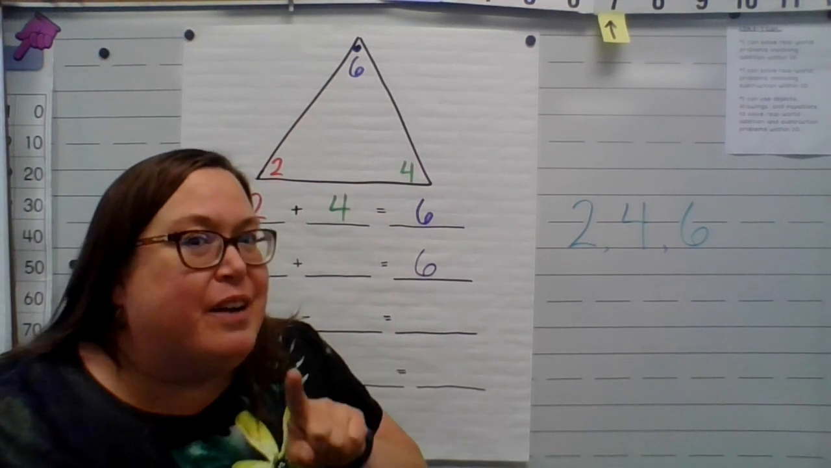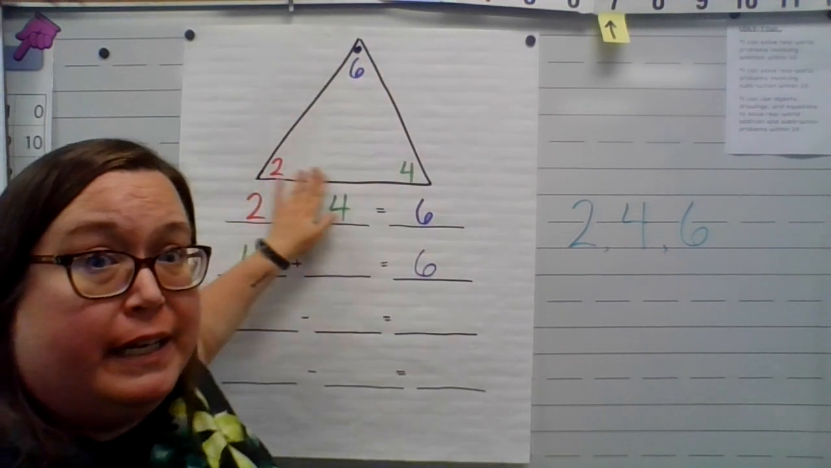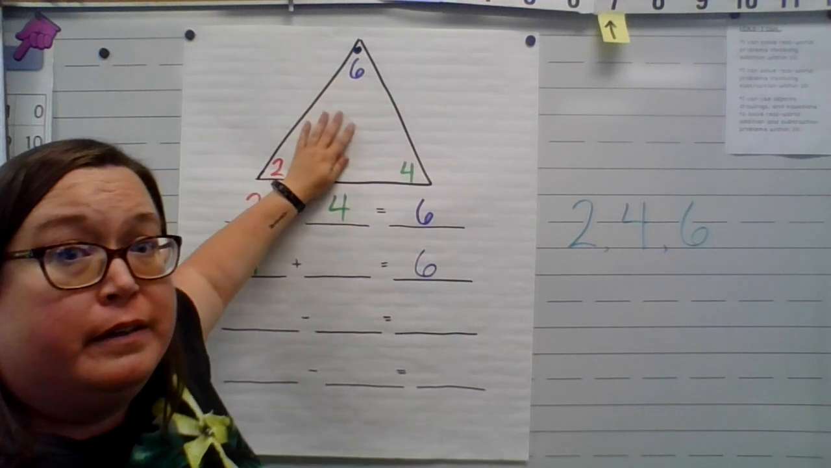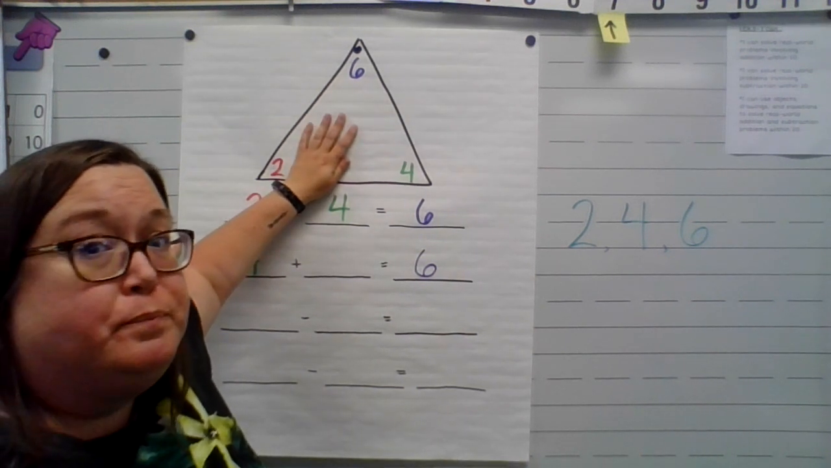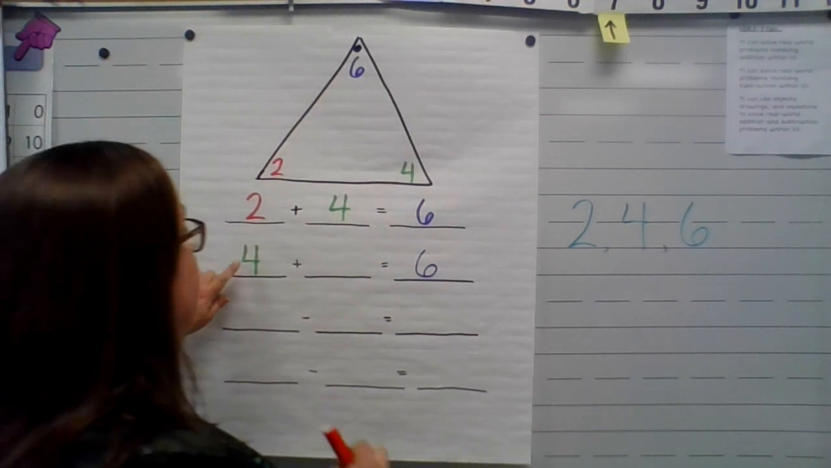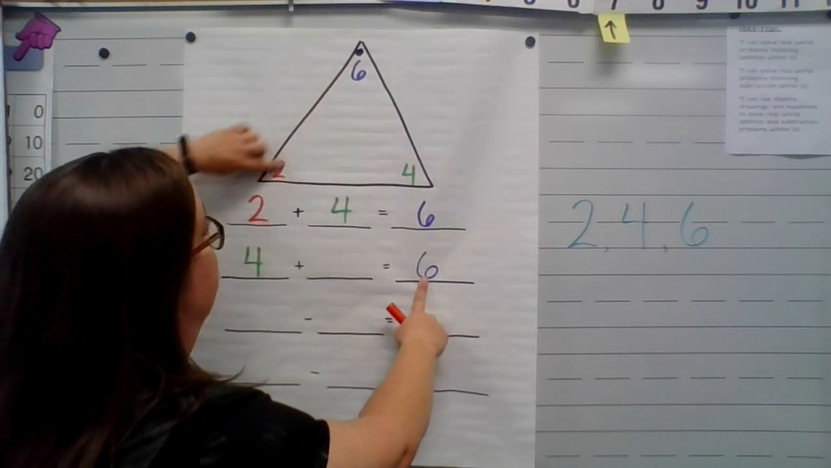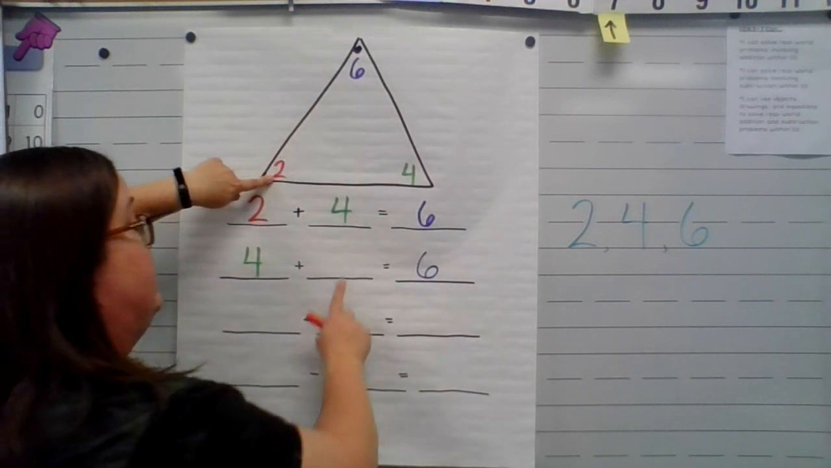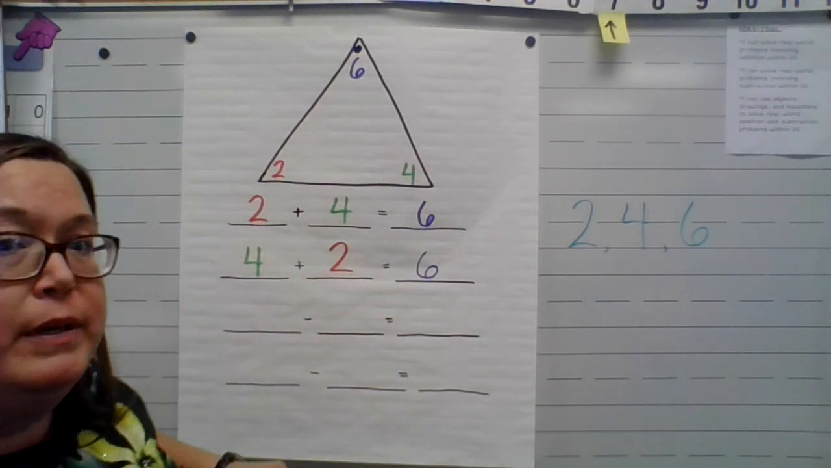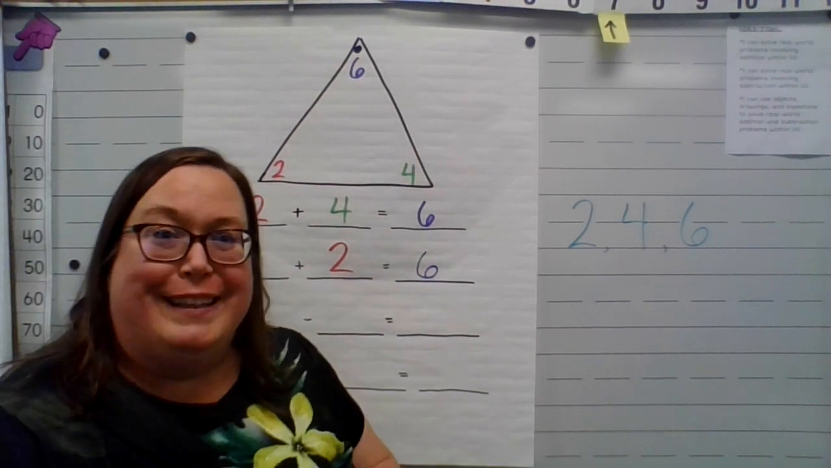It's not that hard of a mystery, though, because all of our numbers come from the same fact family. We can't use any other numbers. We've used the 4. We've used the 6. We have not used the 2 yet. That means the 2 should go right here. So it says 4 plus 2 equals 6. Good job. You're getting the hang of this.